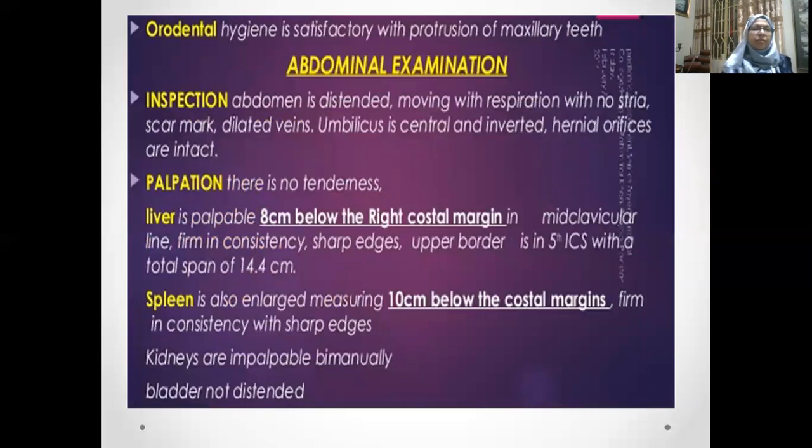I have described already. You just read it out, what to do during abdominal examination. Again, there is another description.